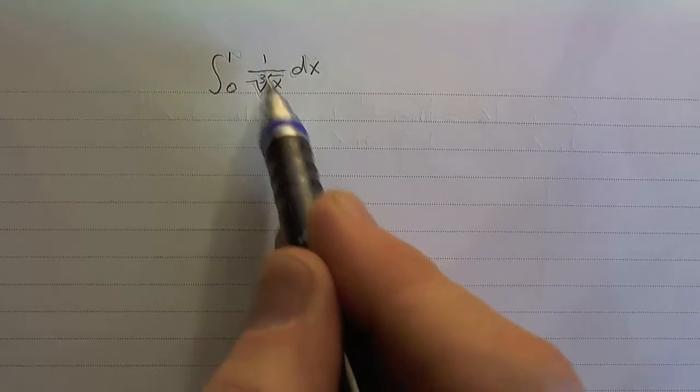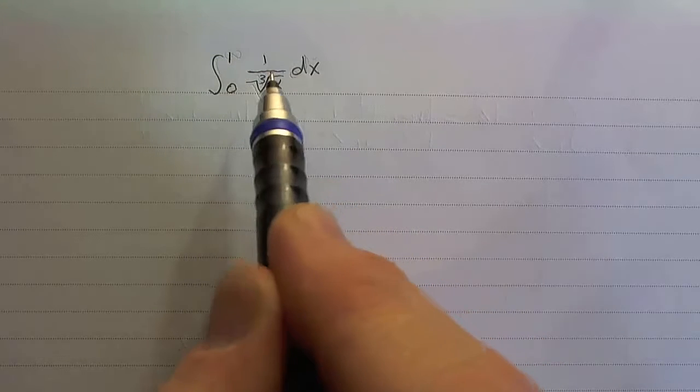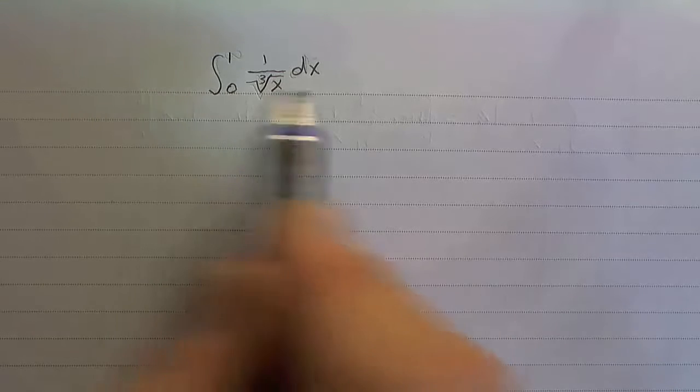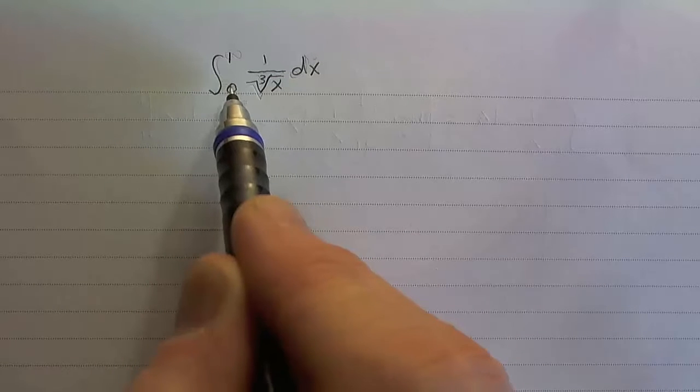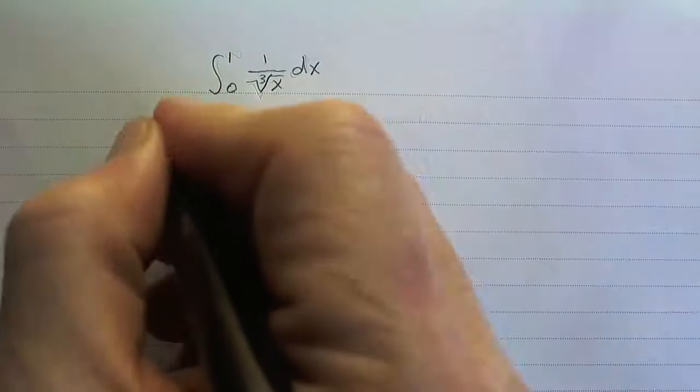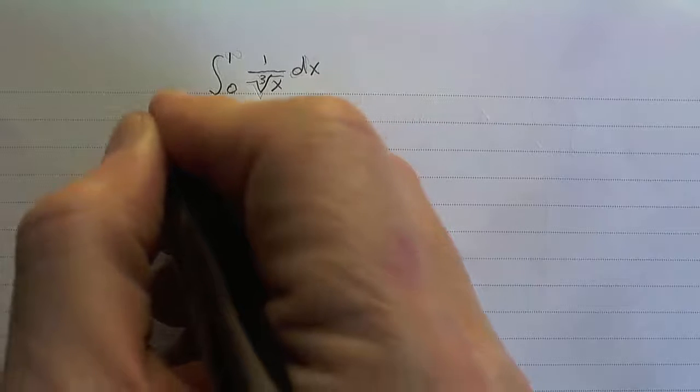Notice we would be dividing by 0. In other words, there is a vertical asymptote at x equals 0, an infinite discontinuity. Well, that tells us that we classify that as an improper integral. Now here's the way we deal with that one. We're going to rewrite this using a limit.